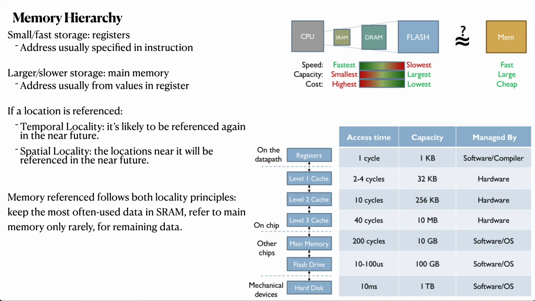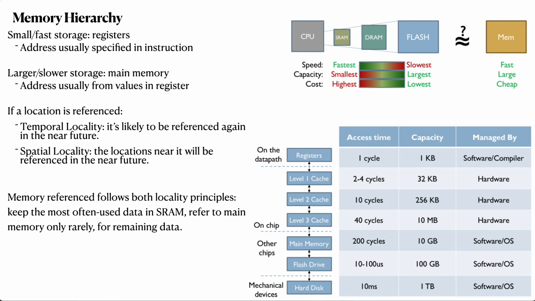Because for registers, it's smaller, but it's also faster to access. It's normally used for addresses that are usually specified in instructions. And for main memory, it's larger but also slower to access. It's mainly used for addresses that usually come from values in registers.